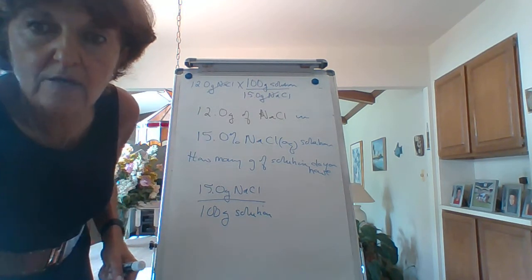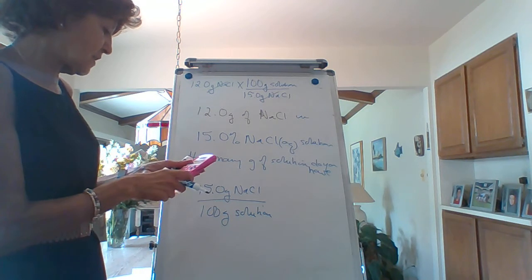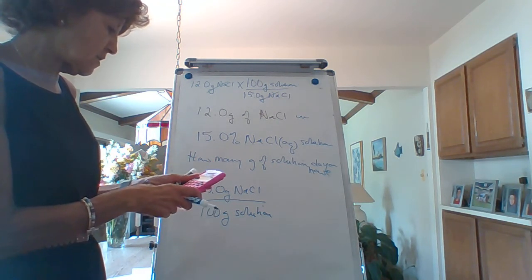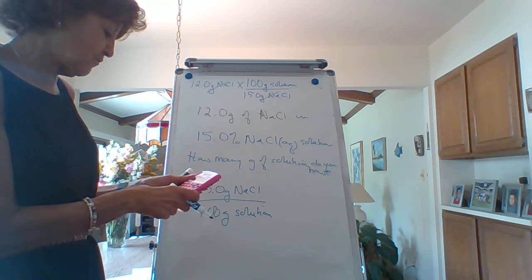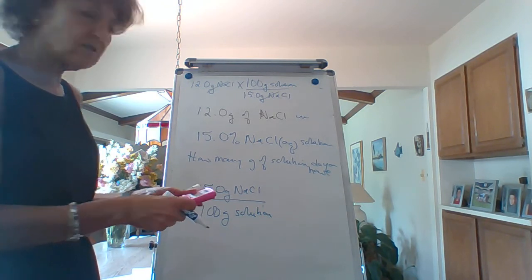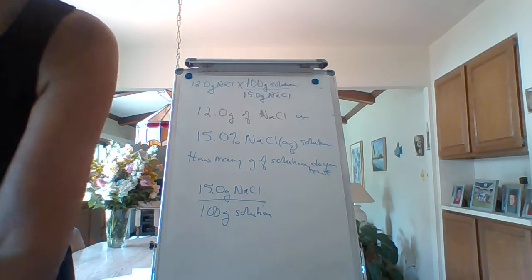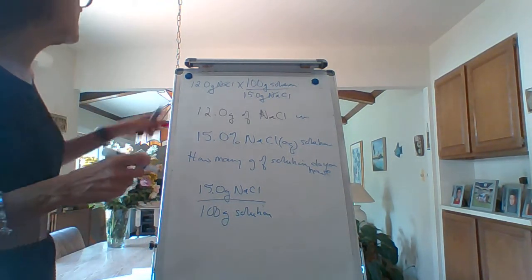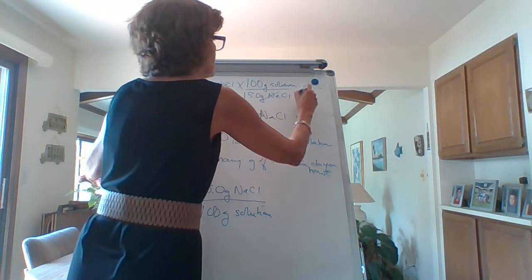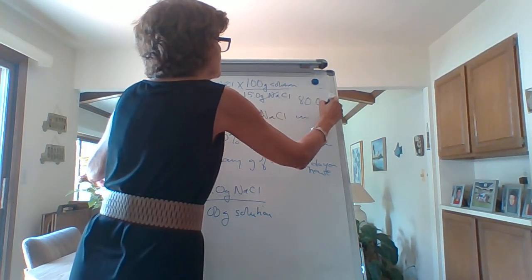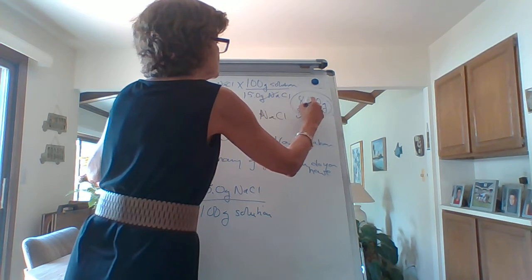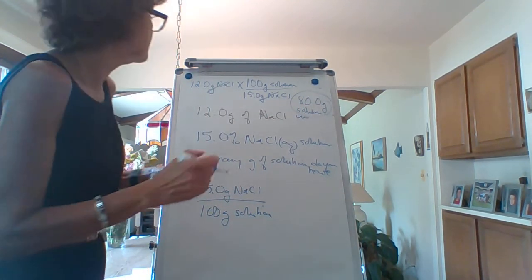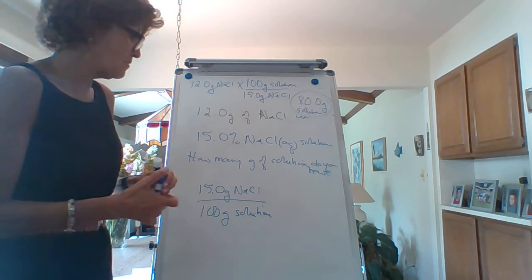I'm going to need my calculator for this. 12 times 100 divided by 15, and I get 80. So since I want 3 sig figs, I've got 80.0 grams of solution. Okay? All right, now let's make it a little trickier.